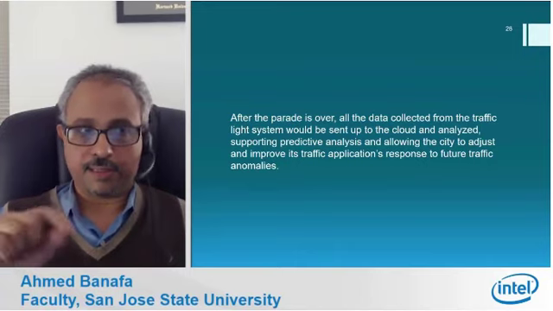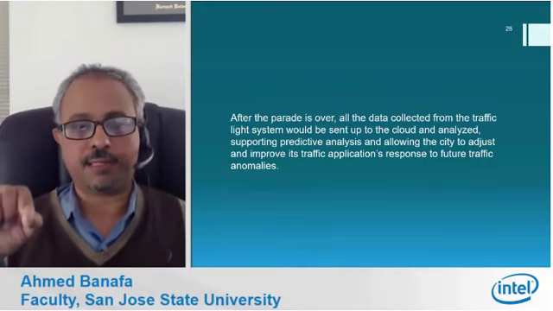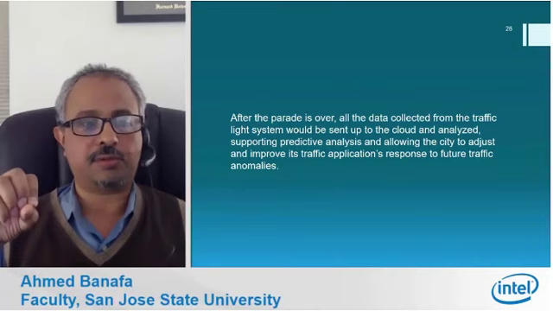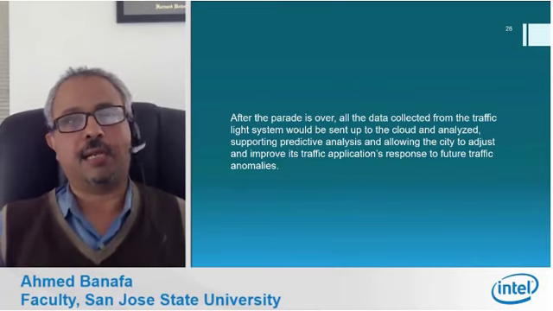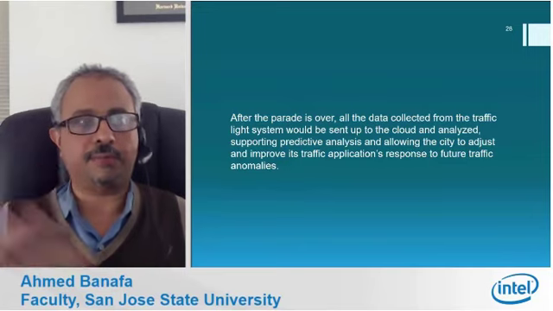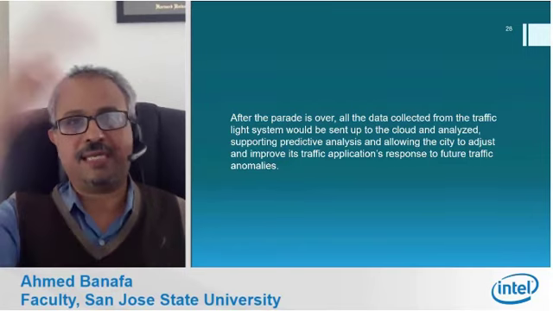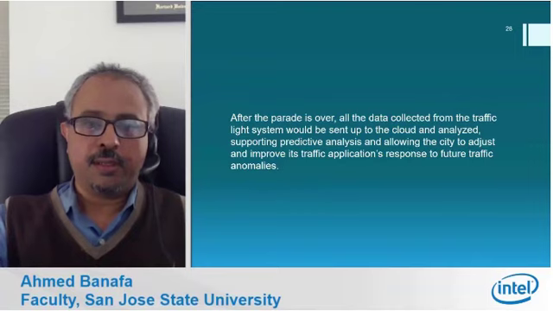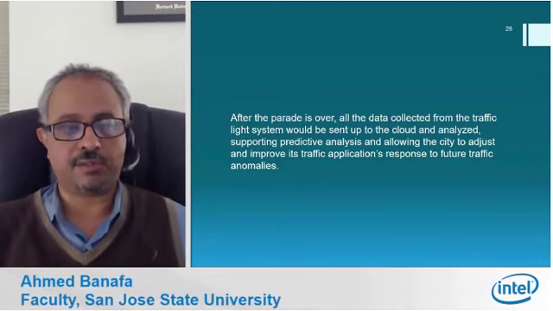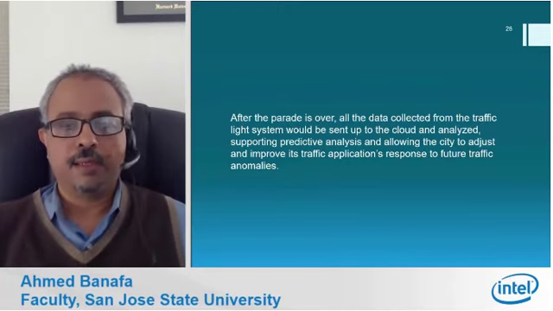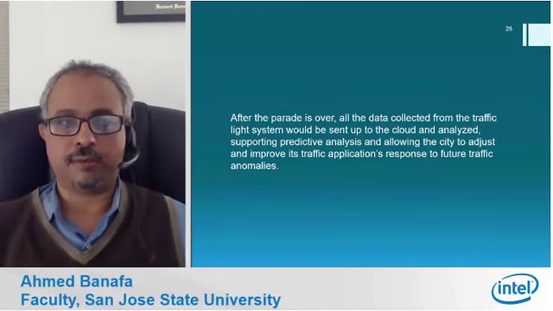After the parade is over, and this is the key thing, this is a very important aspect here, all the data collected from the traffic light systems would be sent up to the cloud and analyzed. Now, we're not sending all the information as we speak. We are sending this one after the fact, supporting predictive analysis and allowing the city to adjust and improve it for the next one, in future traffic events.